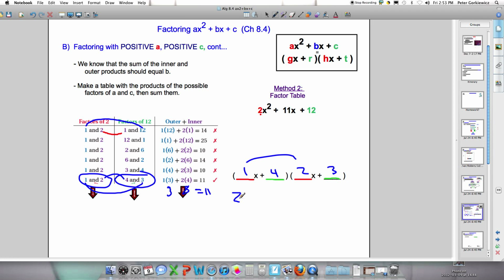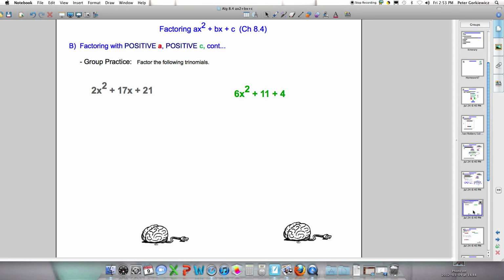1 times 2x is 2x squared. 1 times 3 is 3. 1 times 3x is 3x. 4 times 2x is 8x. And 4 times 3 is 12. And if we sum those x's, we get 11x. Bingo. So you can try that here. I don't care which method you use. You might have to go back and review them, but try it out and stop your screen now.